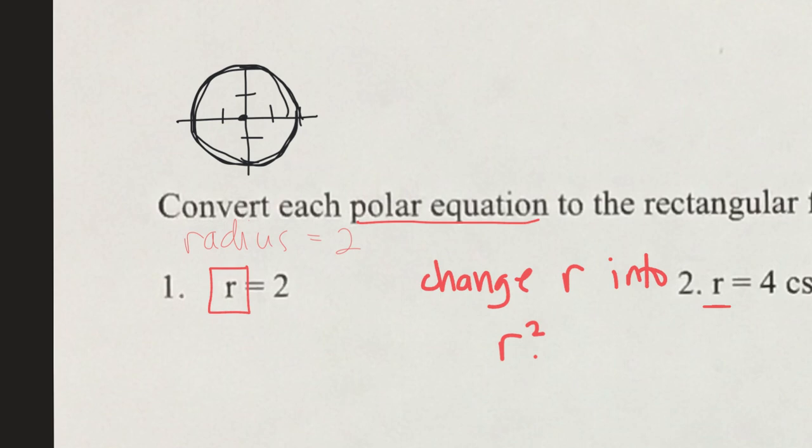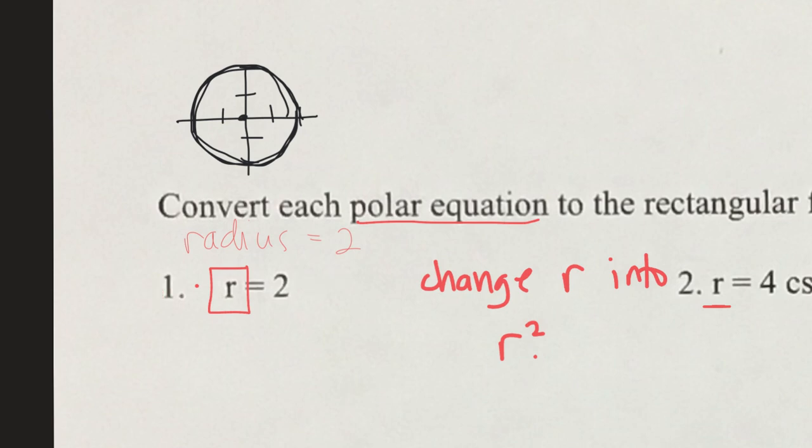Well, one way is to multiply both sides by r. Will that give us an r squared? Yes, sure will. r squared equals 2r. That's okay because now we can replace r squared, but then we have another r in the equation. So maybe multiplying both sides by r isn't the way to go.